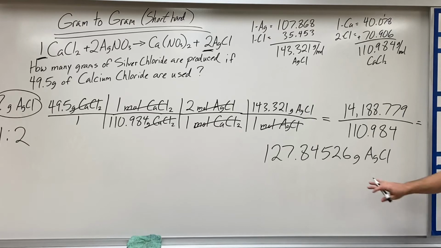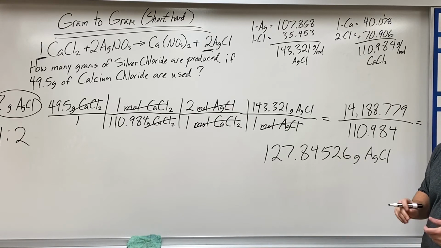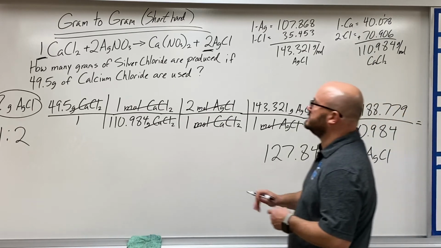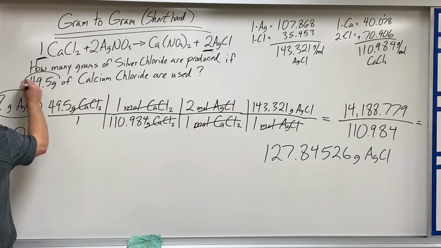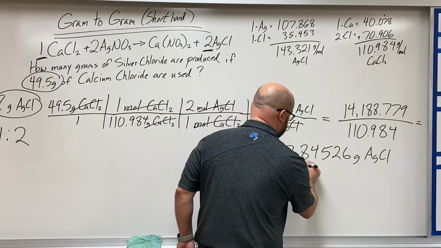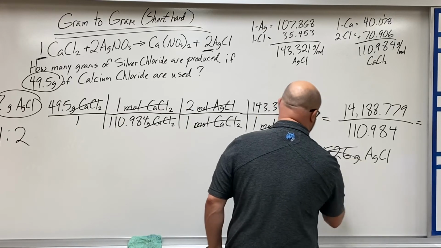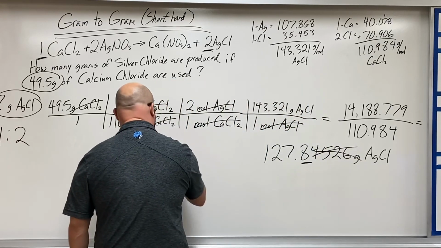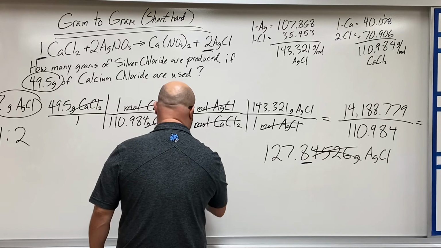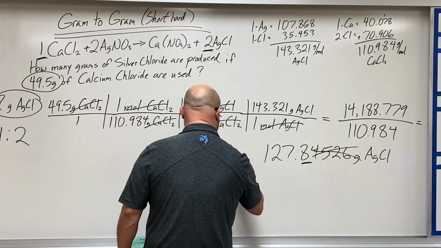Now, we don't want to leave it like this. This is junky. When we have all of our work done, we're going to round to the least number of decimal points in our question. And in this case, it gave us 49.5, so we're going to round to 1 decimal. Round to that 8, the 4, it's not going to do anything. So our final answer, 127.8 grams of AgCl.